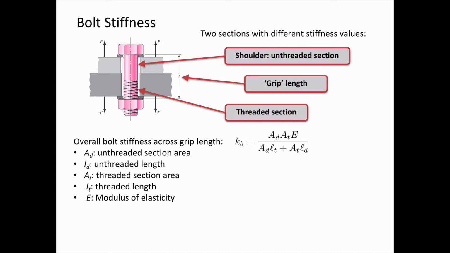So here, A sub D, that's the unthreaded section area. L sub D, that's the unthreaded length. A sub T, that's the threaded section area. L sub T is the threaded length. And here, because it's the same material in both sections, E is the modulus of elasticity.